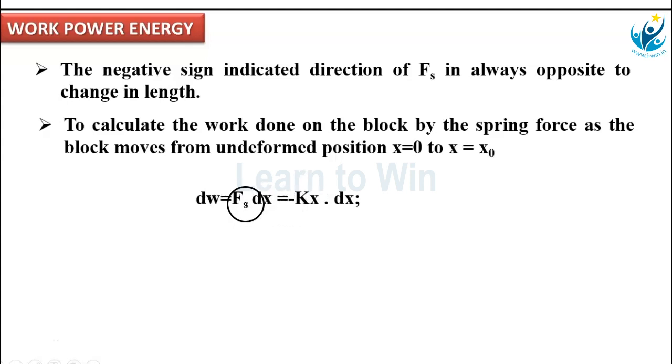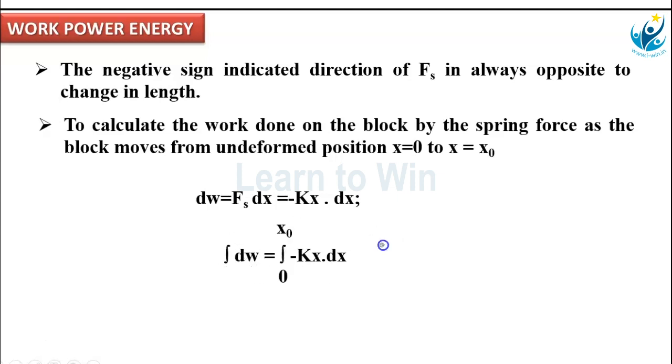This dw is equal to, what is Fs? Minus kx, Hooke's law, dot dx. This is the work done for small displacement dx. But we have to stretch the spring from x equal to 0 to x equal to x naught. What is the work done by the spring force we are going to calculate? We have to integrate this equation within the limits of x 0 to x naught. X is 0 is the equilibrium position, the spring's natural length. X equal to x naught is the extreme position. In between this, we integrate this equation.